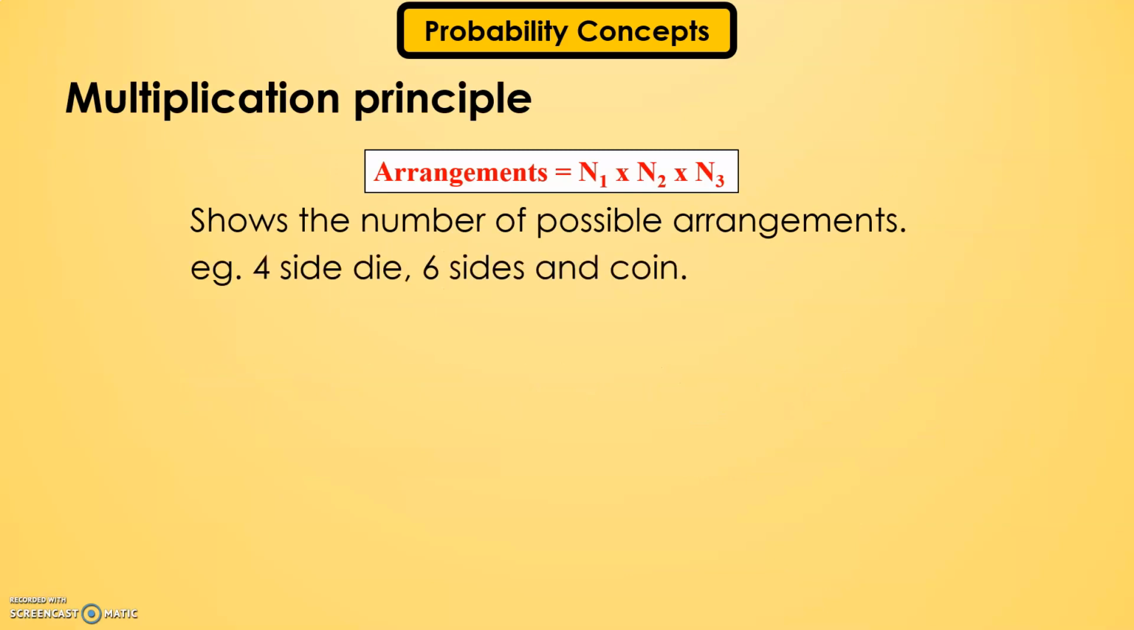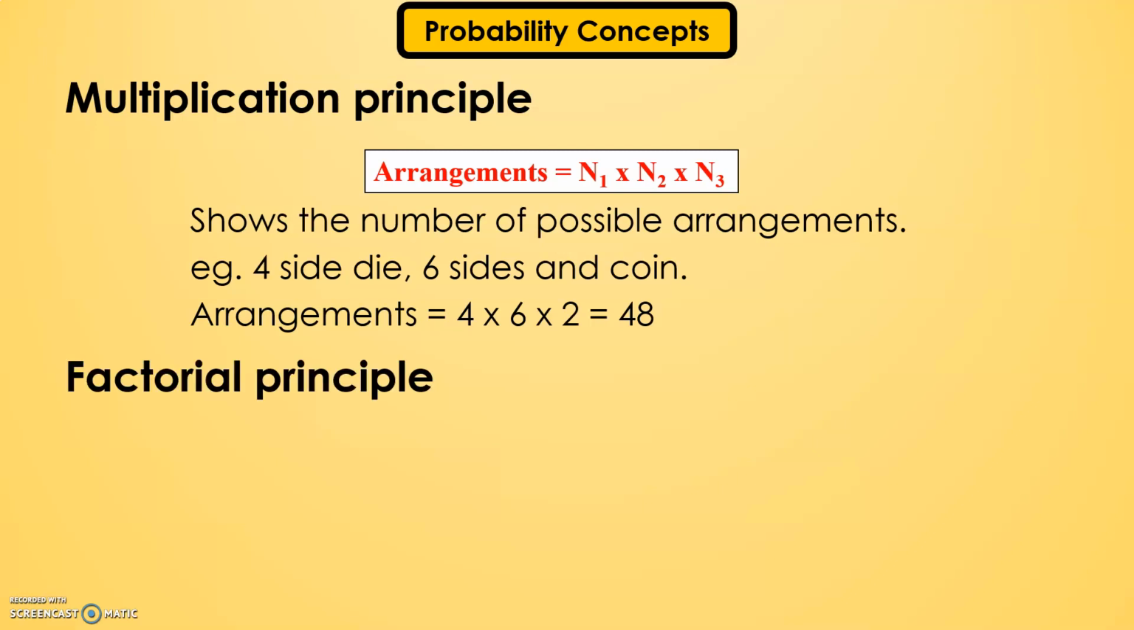So just to round off what we've been talking about in this lesson, first the multiplication principle: if you have 3 different stages, if you know all the possible arrangements, you can multiply them together. The example I've got here, if I've got a 4-sided die, a 6-sided die, and a coin, then all the possible combinations of answers would be 4 times 6 times 2, because a 4-sided die has 4 outcomes, a 6-sided die has 6 outcomes, and a coin has 2.